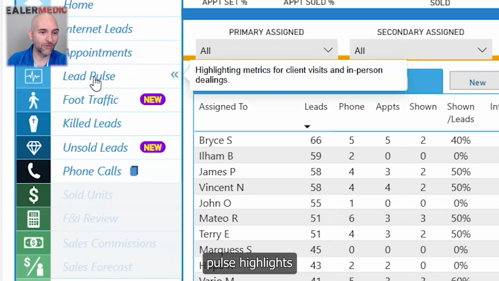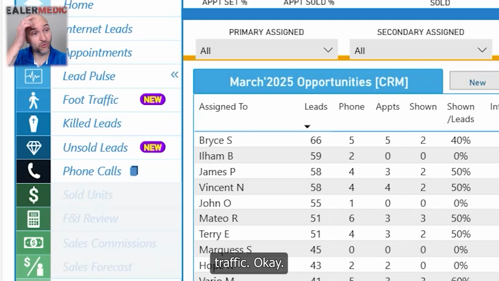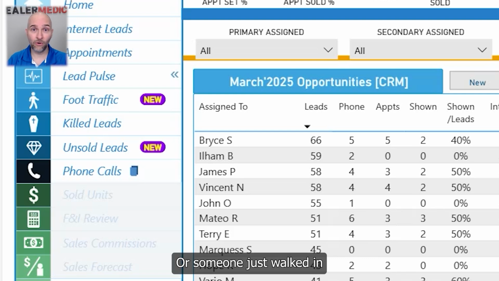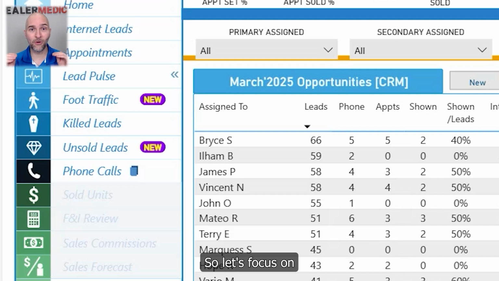Now, the lead pulse highlights the metrics for client visits and in-person dealings. What does that mean? We are tracking your showroom traffic. Okay. Now, either that came from an appointment through an internet lead or an appointment through a phone lead, or someone just walked in on their lunch hour to look at a vehicle. We want to track all that kind of stuff because arguably you have a much better chance of selling to someone that's in front of you than someone that is over on a phone call or you're still typing away in an email. Okay. So let's focus on the people that are in front of you, that you can shake their hand, walk them through your dealership, and let's go buy a car from me.